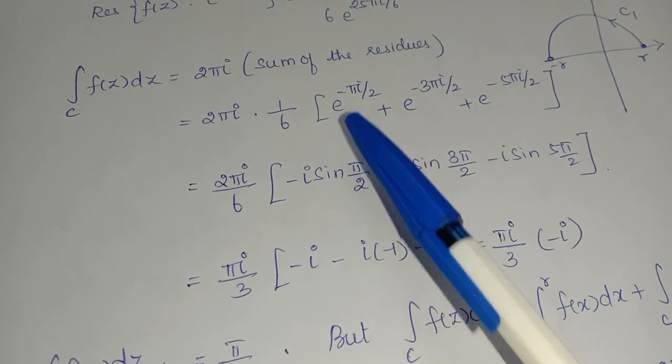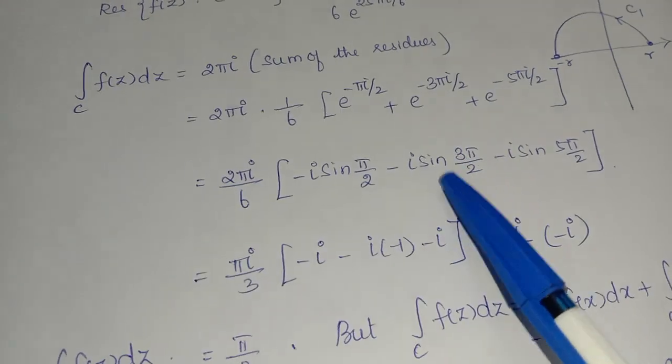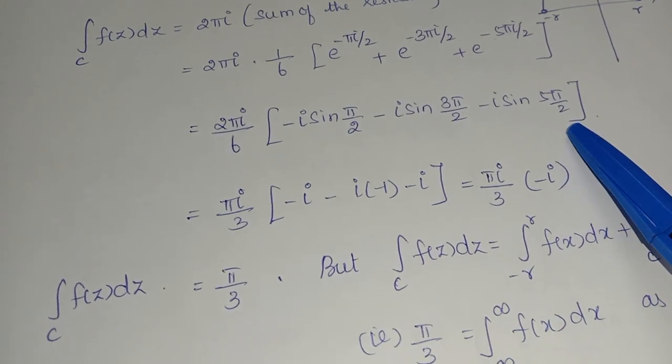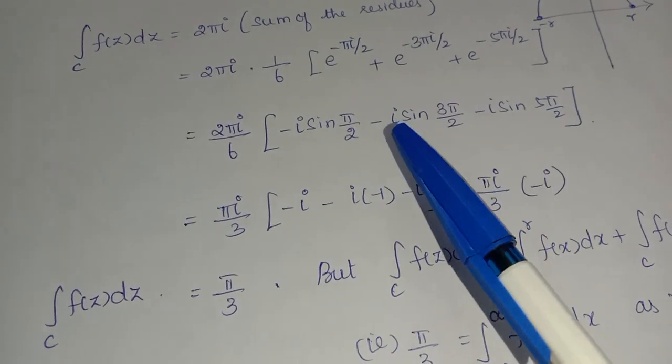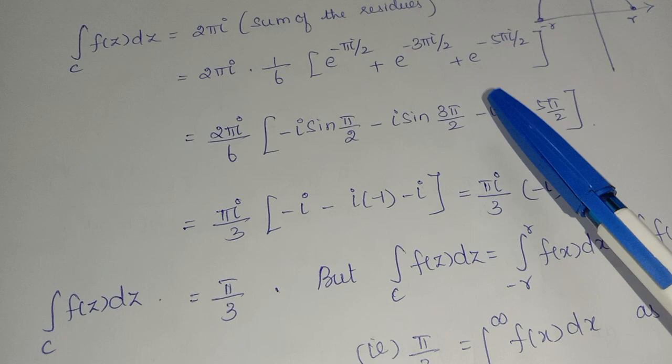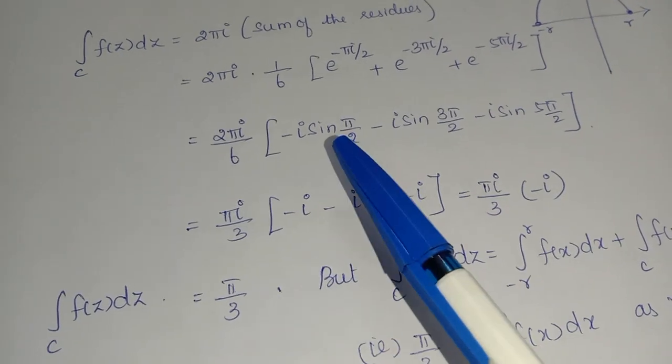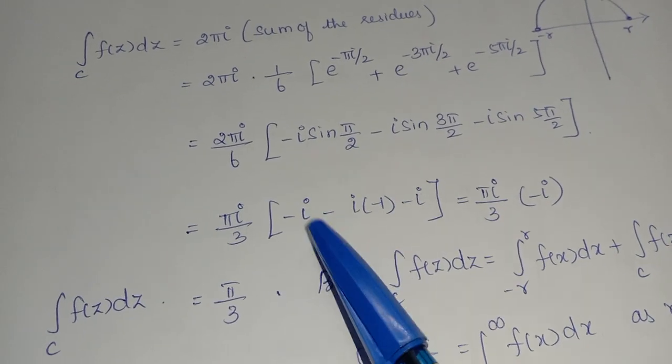So only I am writing the sine value. So minus i sin pi by 2, minus i sin 3 pi by 2, minus i sin 5 pi by 2. Sin pi by 2 is always 1 only, no? But whether it is plus 1 or minus 1 is what we have to identify. Pi by 2 is plus 1. So minus i into 1.